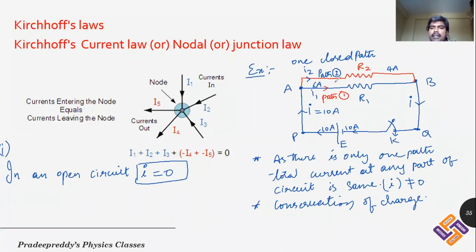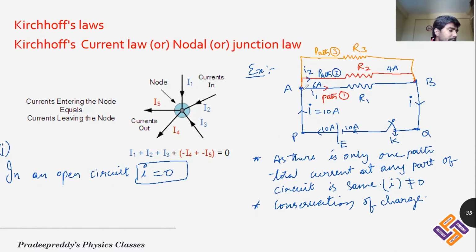Current gets divided into two parts as there are two paths over here. For example, if I take one more closed path here, and this is resistor R3 and this is path 3. Now coming to point A, there are three paths for the current: 1, 2 and 3.